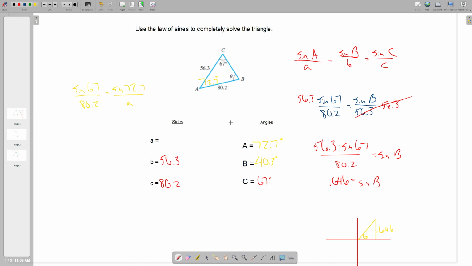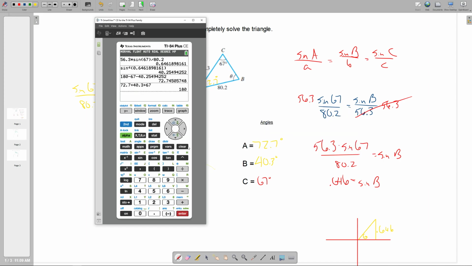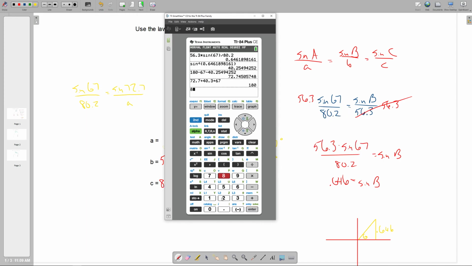So to do that, pretty easy. Let me go 80.2 times the sine of 72.7 divided by the sine of 67, and I get little a is 83.2.